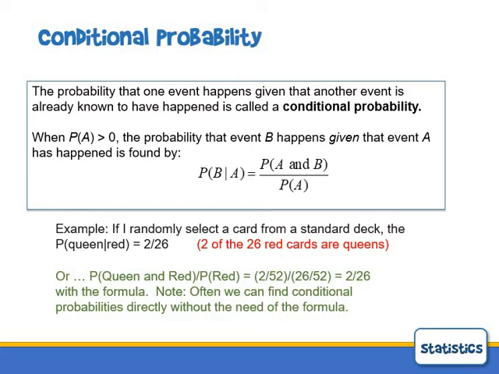Okay? So when the probability of A is greater than 0, because if the probability of A was 0, you divide by that, it's undefined. But when the probability of A is greater than 0, the probability that event B happens given that event A has happened is found by, and we have a symbol for this, we use this vertical bar, and you read that as "given that." This is the probability of B given A, or the probability that B occurs given that we know A occurs.